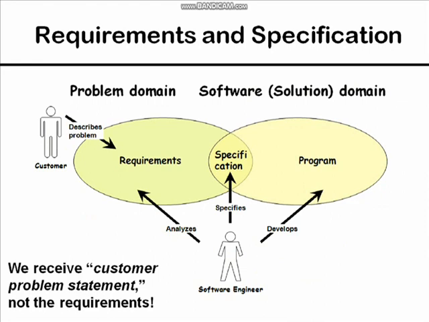Here we can see requirement and specification. It can be differentiated in two ways: problem domain and software domain. Problem domain deals with the customer. A customer facing any problem with a particular software describes the problem, and the software engineer analyzes that problem. It specifies and develops a program which solves all the problems of a customer or user.